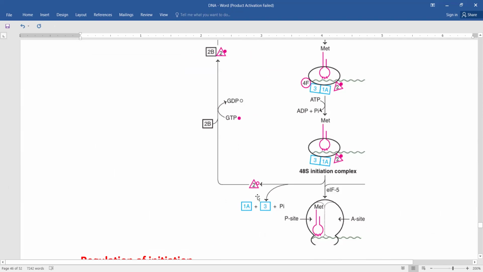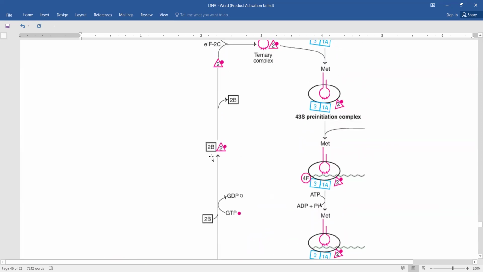Okay, so initiation factors 1, 2, 3 with GDP are released for reutilization. Now this GDP is replaced with a GTP, to form initiation factor 2 with bound GTP. And this reaction is helped by initiation factor 2B.